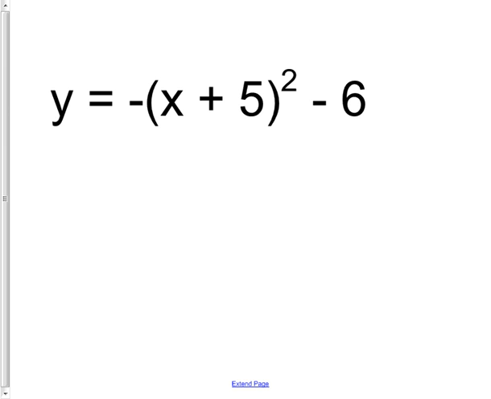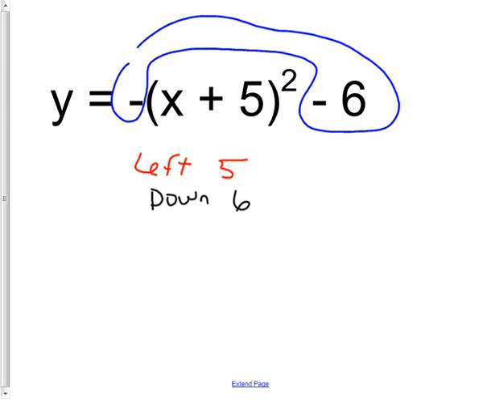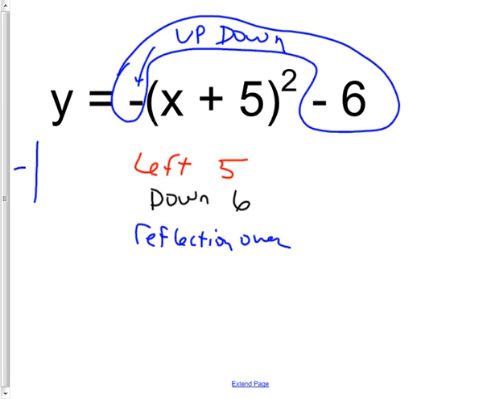Okay, I hope you knew that you're going to be going left 5. And that you're going to also be doing a down 6. And the last thing is an up-down flip. Stuff on the outside here, these things are up-down things. So that negative is an up-down flip. So I would say a reflection over, if it's x, up-down is over x, like this.